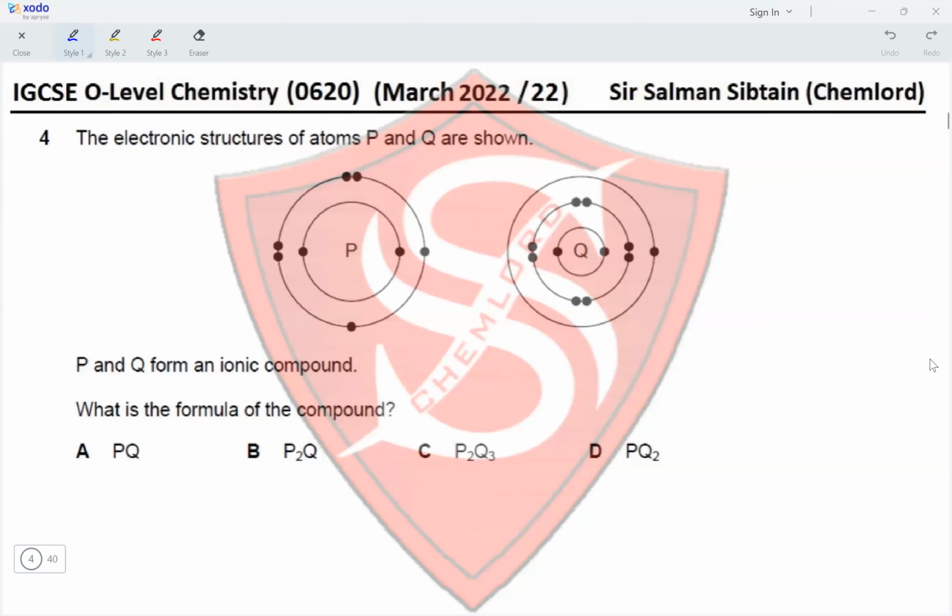So, P will form a compound with a 2 negative charge, and 2 Qs will form an ion with a positive charge each. So Q2P should be the compound that is formed. So the options are PQ no, P2Q no, P2Q3 no, PQ2 yes. Q2P can also be written as PQ2. Therefore, option D is the correct option for this question.